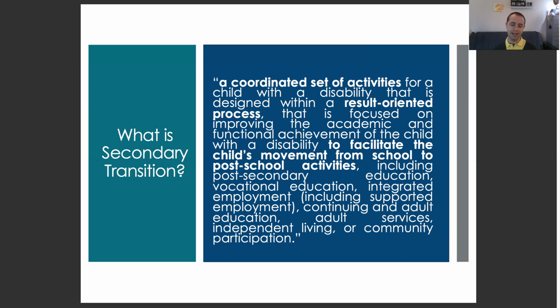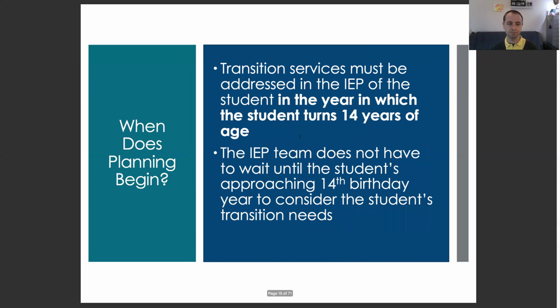including post-secondary education, vocational education, integrated employment, continuing adult education, adult services, or what we consider independent living. I like to generally say education and training, employment, independent living. Those are the big three areas that we're going to focus on with secondary transition.